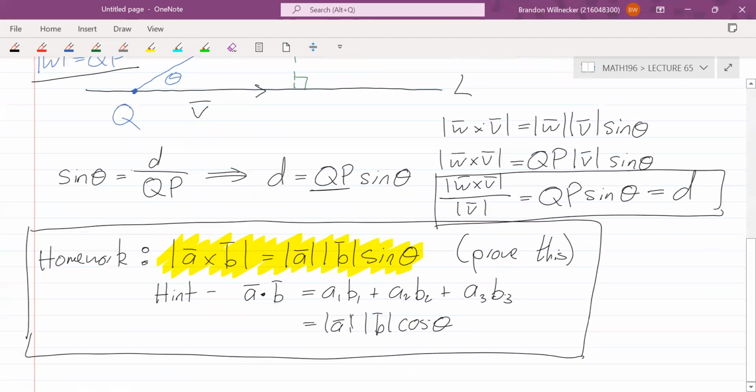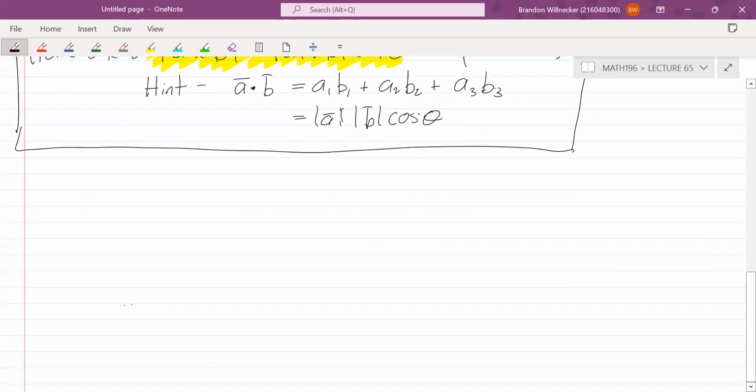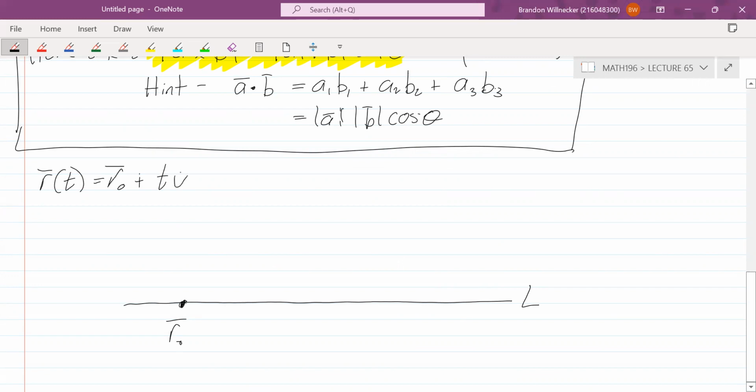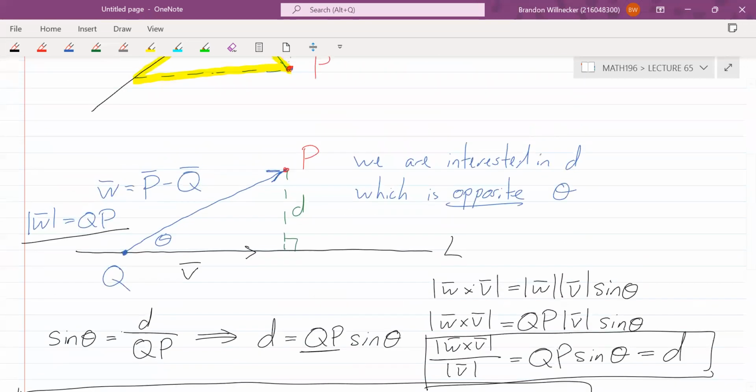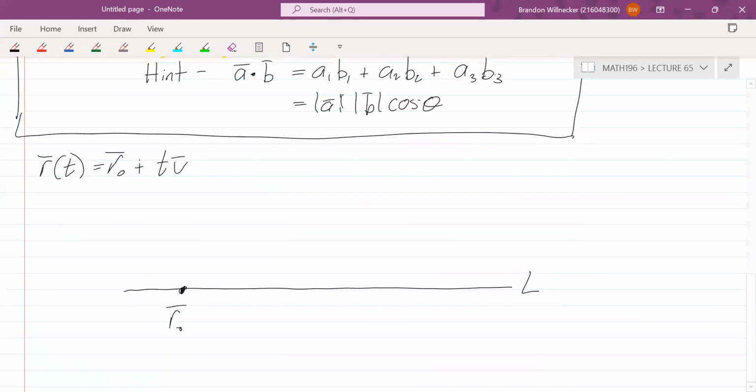Okay, so let's just write this out a bit neater so we can see. Okay, so we've got L, we've got a point over here. I'm going to write this differently, just as R naught. So we can write this line as R of T is R naught plus T times V. R naught is just a point along the line. Same thing here, Q was just a point along the line. So it doesn't matter what point we pick, as long as it's along the line. So I'm just picking R naught as my Q.